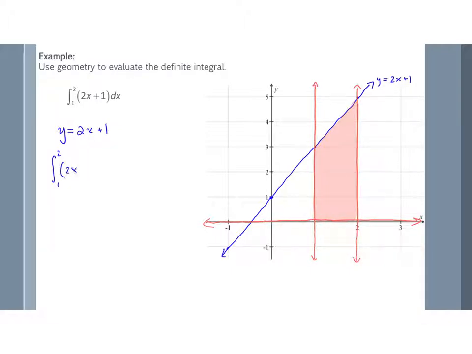The integral from 1 to 2 of 2x plus 1 dx is equal to, and now the area of a trapezoid is the sum of the bases, and the bases are the parallel portions of this trapezoid. So this base is 3 units, and this base is 5 units. So if I add those together, I have 3 plus 5, and divide by 2, and then I multiply by the height. And the height of this trapezoid is 1. So this integral evaluates to be 4.